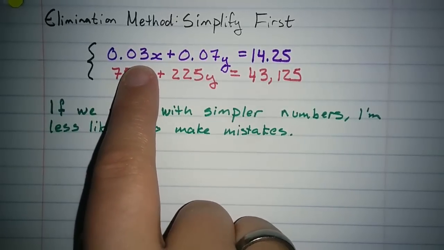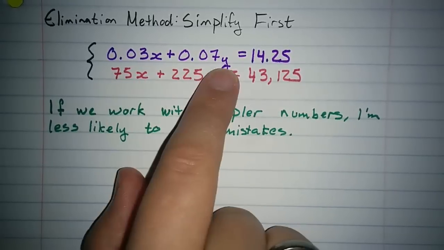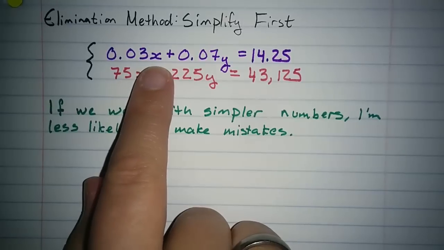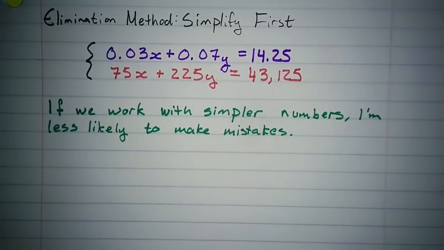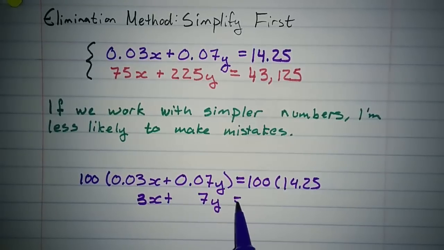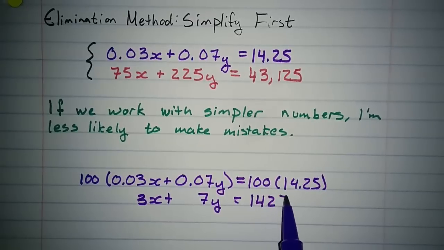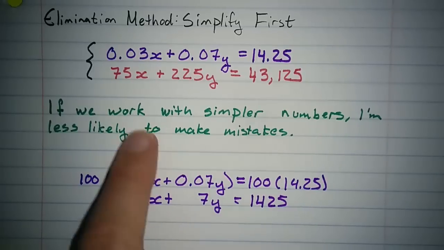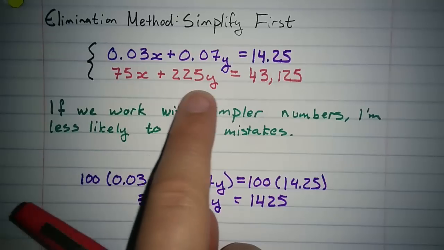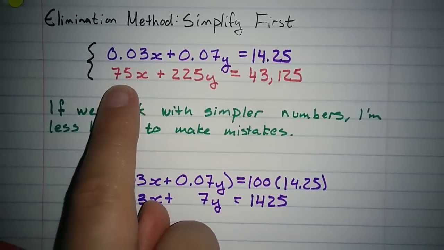More than that, this whole number and this whole number, after multiplying, would be just one-digit whole numbers. So I'm going to do that. I get just 3x plus 7y equals 1,425.